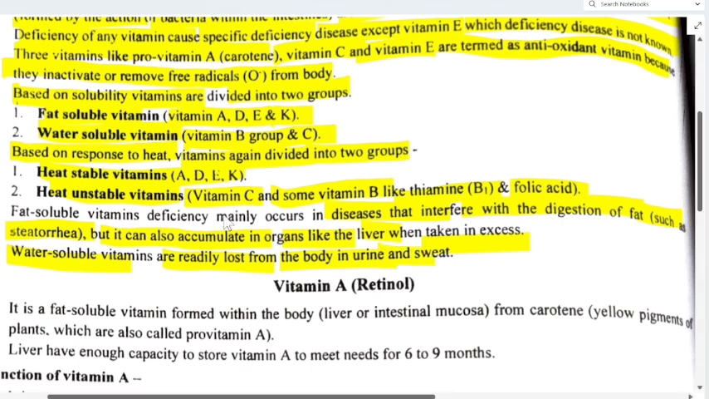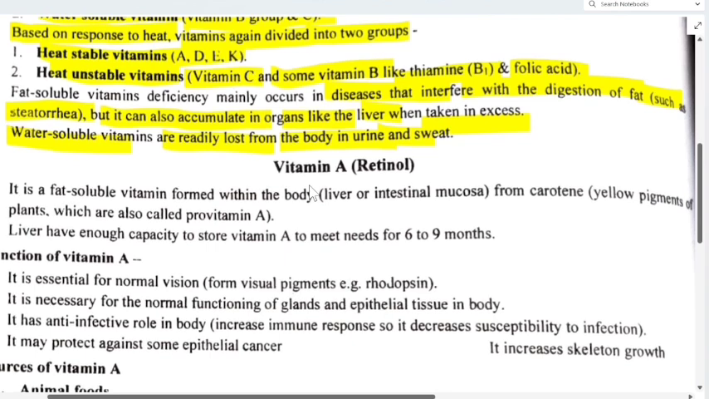So basically the classification is fat soluble vitamin and water soluble vitamin on the basis of solubility. Fat soluble is vitamin A, D, E and K. Water soluble is vitamin B group and C. Then based on response to heat, heat stable vitamins are A, D, E, K again. Heat unstable are vitamin C and some vitamins like thiamine, B1, and folic acid. Is it clear? Now one by one we will be discussing next.